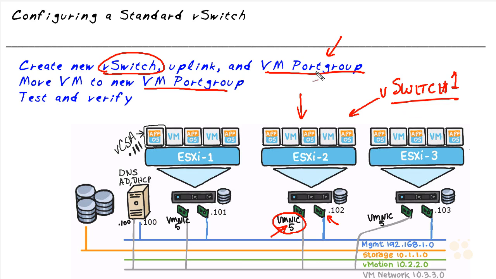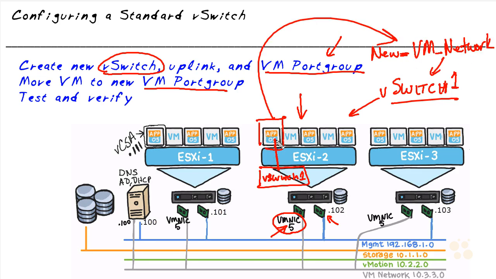And let's name the VM port group new-VM_network. If our virtual machine, the Linux virtual machine, is connected and associated to the VM port group called new VM network, which is associated with switch 1, and switch 1 has the uplink of VMNIC5 to get to the outside world, that's the path the traffic would take from that VM to get to external resources.